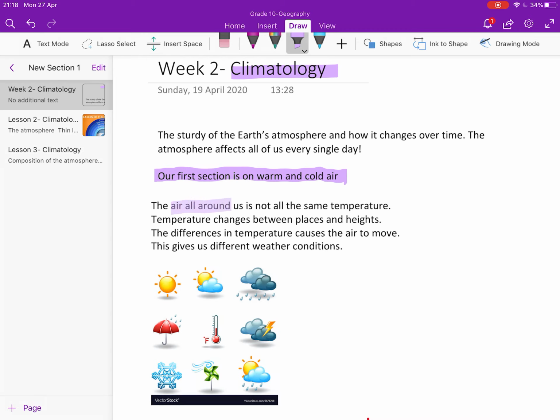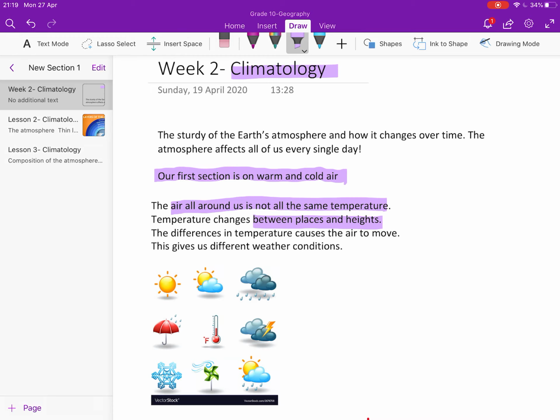As we know, air is all around us, okay? And not all the air around us is the same temperature. Temperature is different depending on places and heights. You might think that the higher up you go, the colder it gets. And that is true to some extent. We are going to look at that section in lesson 2, which discusses the layers of the atmosphere.